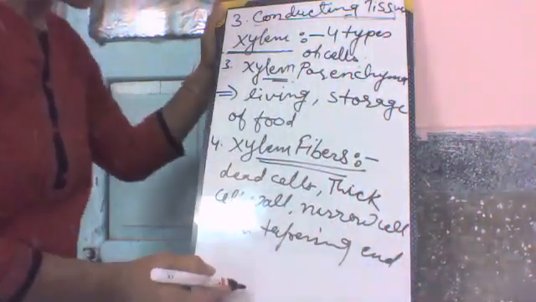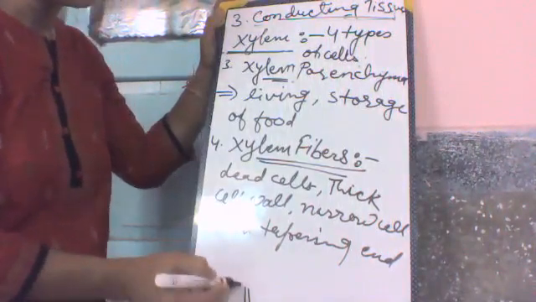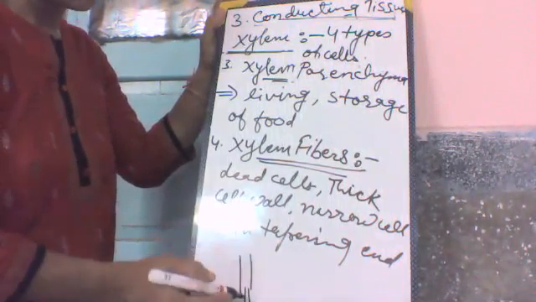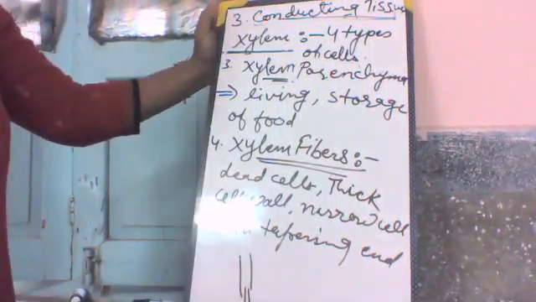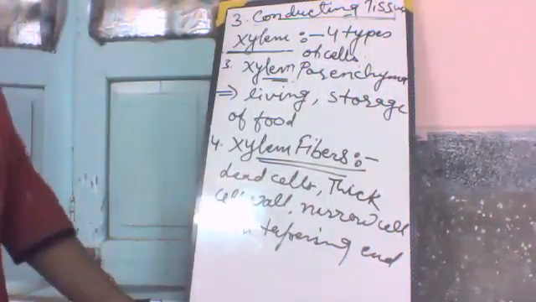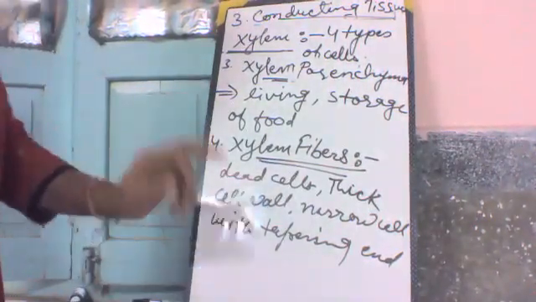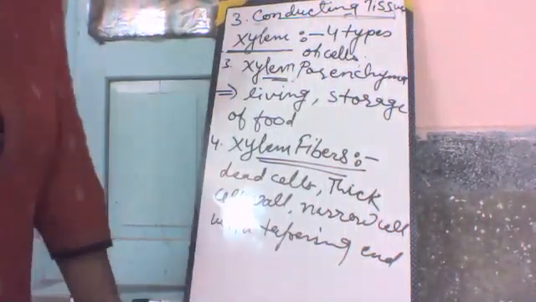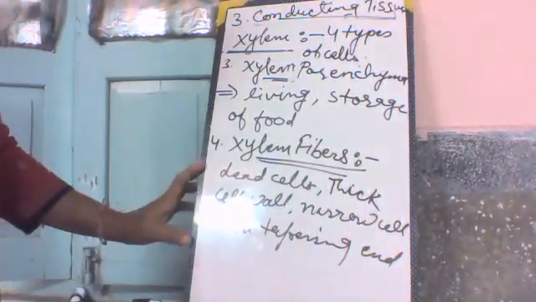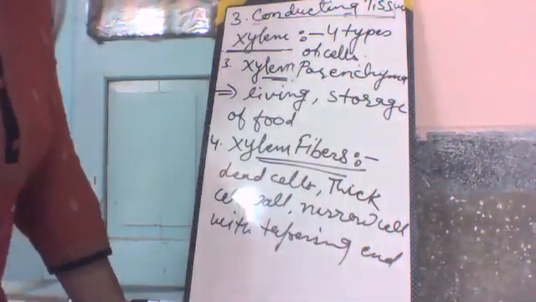In this way, the cells are in this form. They are narrow at the end, and they are attached one to another. So this type of cell has a tapering end, narrow at the top and thickened at the base. They are dead in nature, having a thick cell wall, and the xylem fibers are hard in nature.